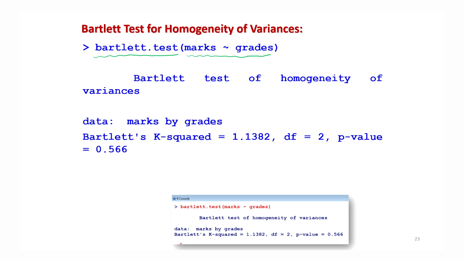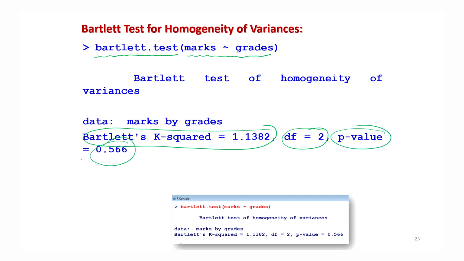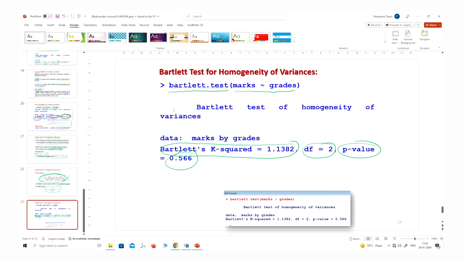And once you do it, actually this is available in the base package of R. Once you try to do it, it will give you the value of the Bartlett statistic, 1.1382, which has 2 degrees of freedom, and its p value here is 0.566. So now based on this p value, you can take an appropriate decision, and then you can conduct the test of hypothesis with the assumption of whether your variances should be equal or not.